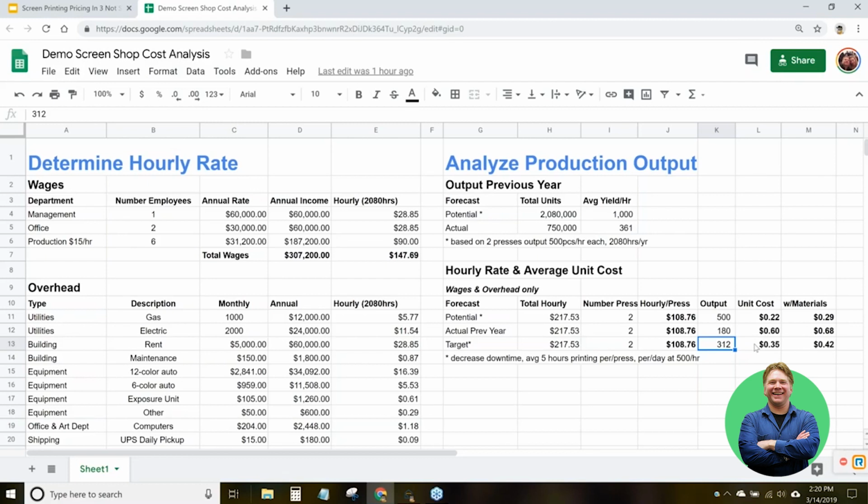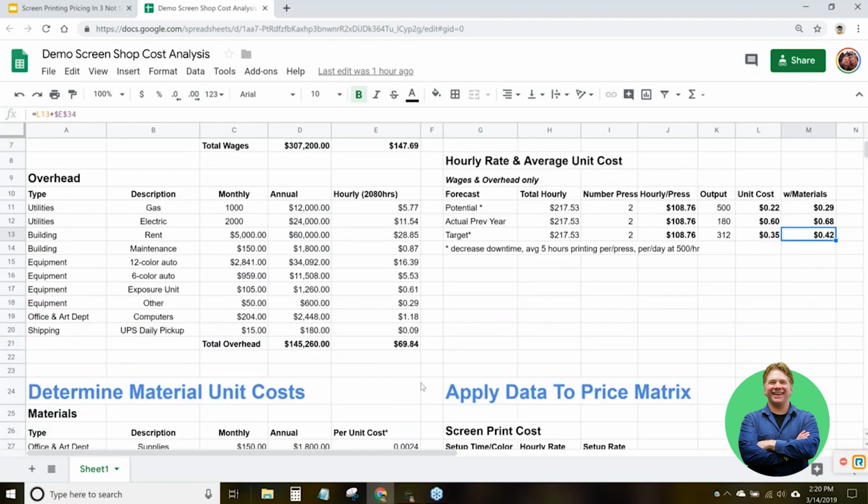And so that gives me a unit cost of 35 cents. And then I plug in those materials that I had over here of 7 cents. I have 42 cents based off my new scenario to cover. Now, if I have the same output as I did the previous year, I need 68 cents. Now, that's a huge, again, looks like a big disparity. That's how much some simple improvements in production can improve your bottom line.